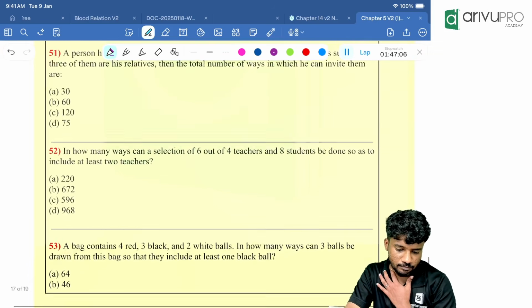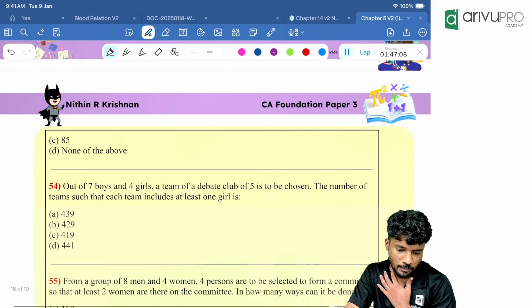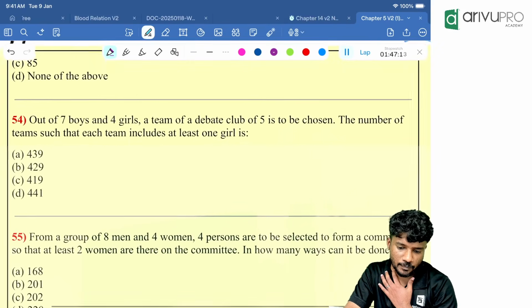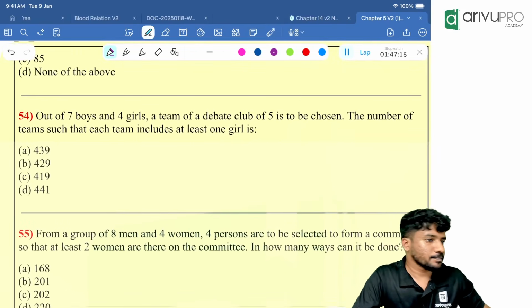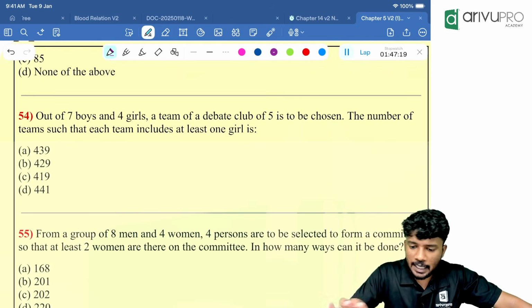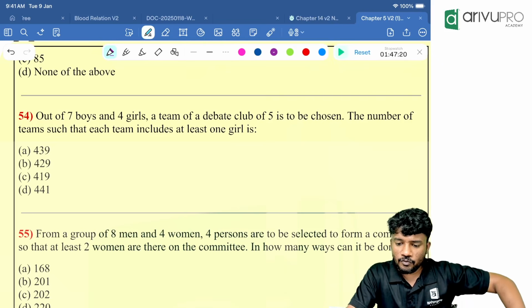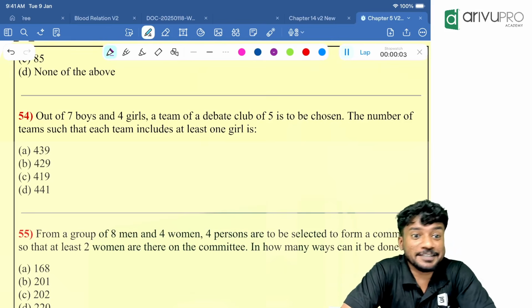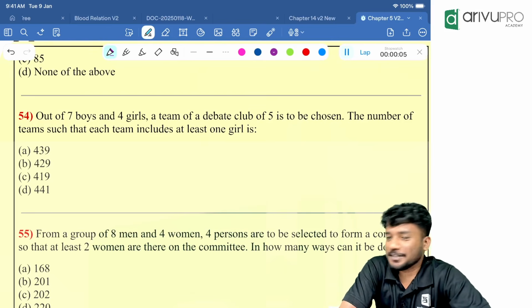Solve this for me. Please solve it. Come on. I'll give you 10 seconds. Yes. Please solve it.